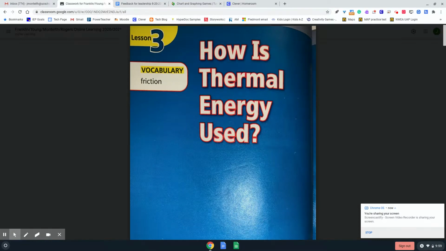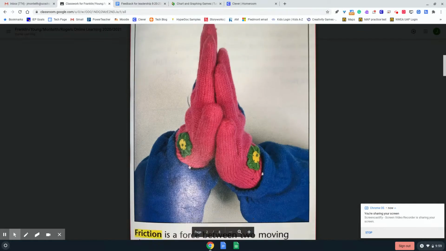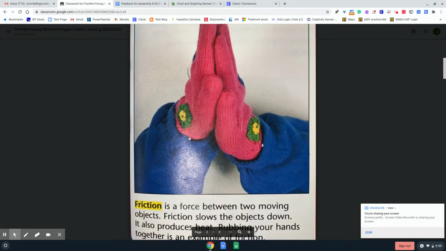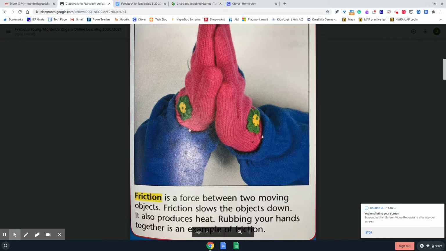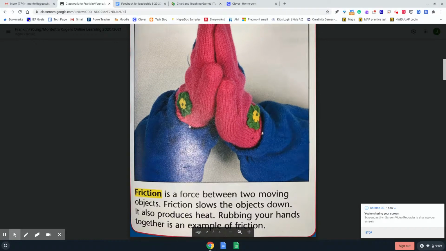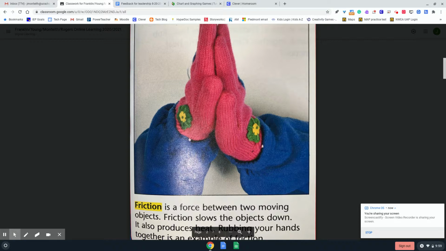It says, how is thermal energy used? Okay, so you've got this picture of this person with gloves on, and it says friction is a force between two moving objects. Friction slows the objects down, and it also produces heat. Rubbing your hands together is an example of friction. Try rubbing your hands together right now. I'm doing it. My hands are getting really, really hot.